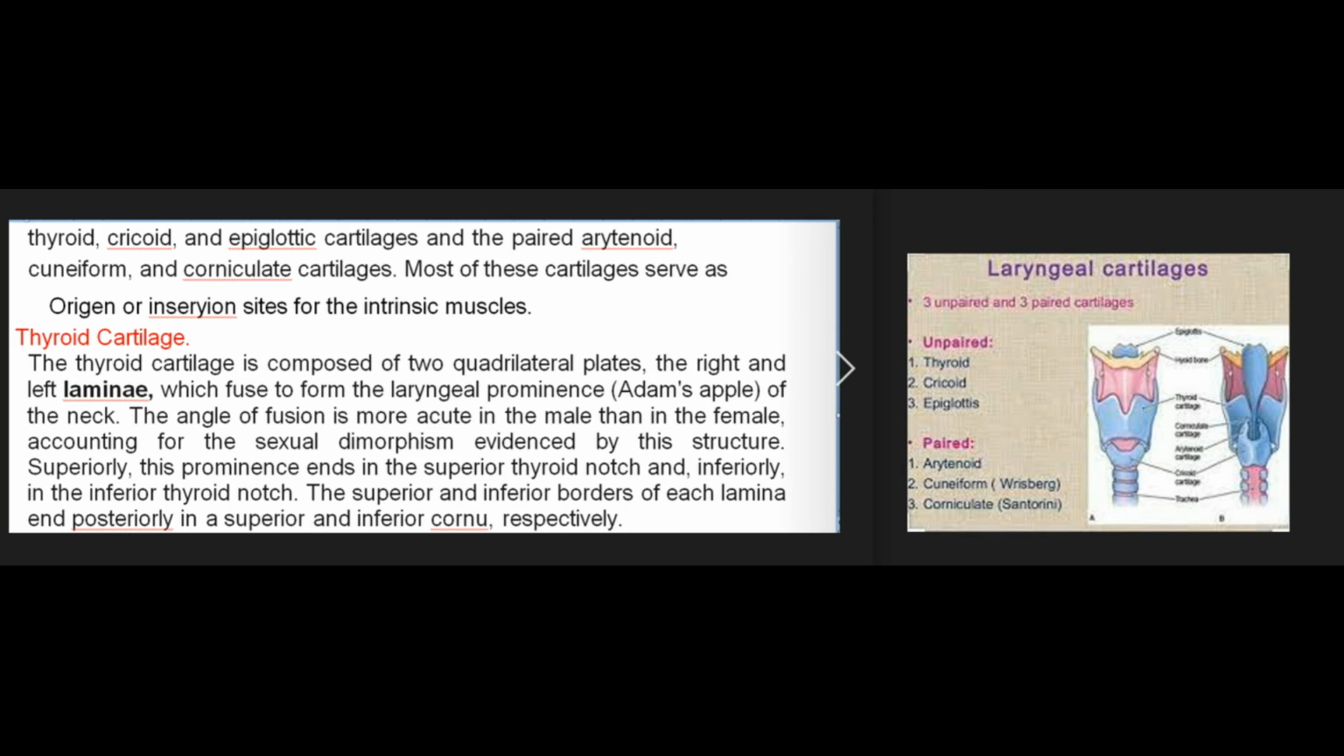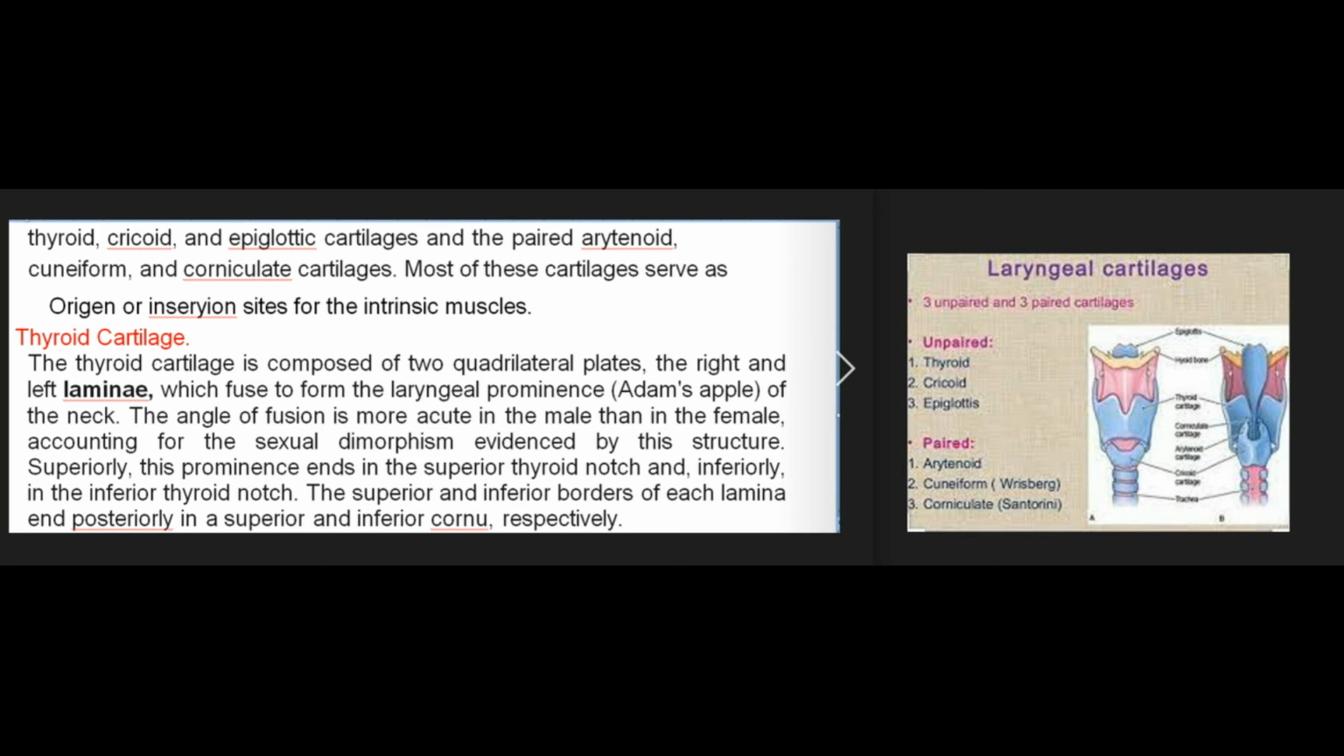Thyroid cartilage. The thyroid cartilage is composed of two quadrilateral plates, the right and left laminae, which fuse to form the laryngeal prominence, or Adam's apple, of the neck. The angle of fusion is more acute in the male than in the female, accounting for the sexual dimorphism evidenced by this structure. Superiorly, this prominence ends in the superior thyroid notch and, inferiorly, in the inferior thyroid notch.